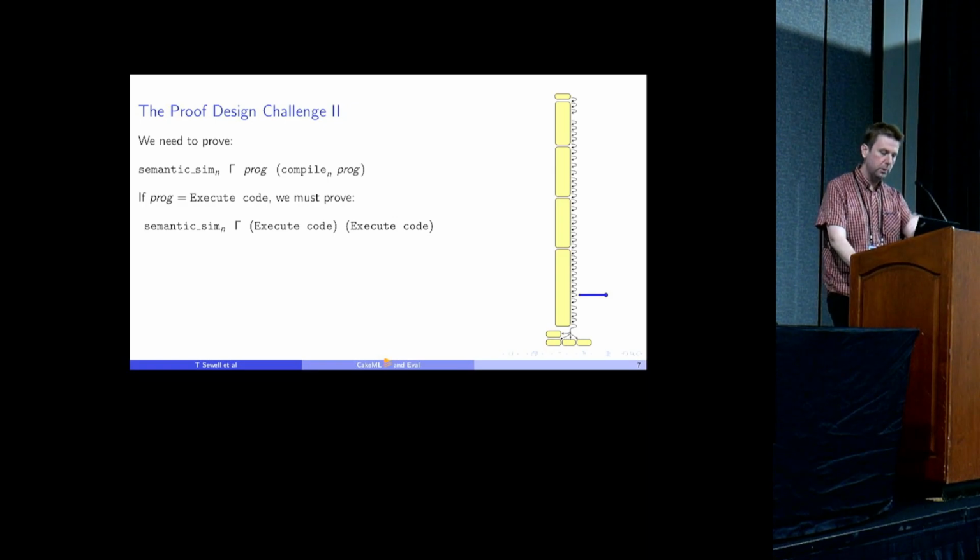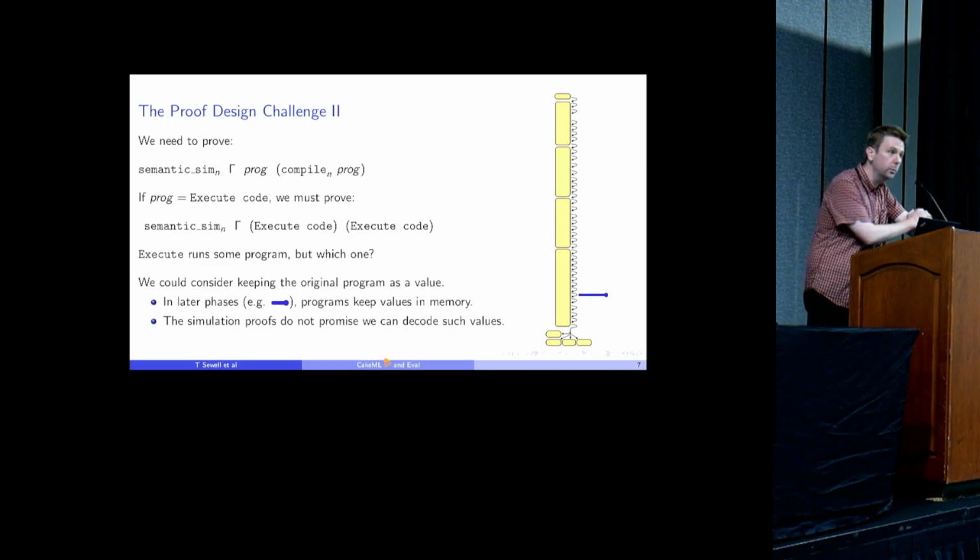So if we're somewhere in the middle of the compiler, execute is trying to run a program, but it's got that program represented in a representation that we can't really understand at this level. Right, so what program are we running? And we could consider doing some things in the implementation to keep the original program around for longer.